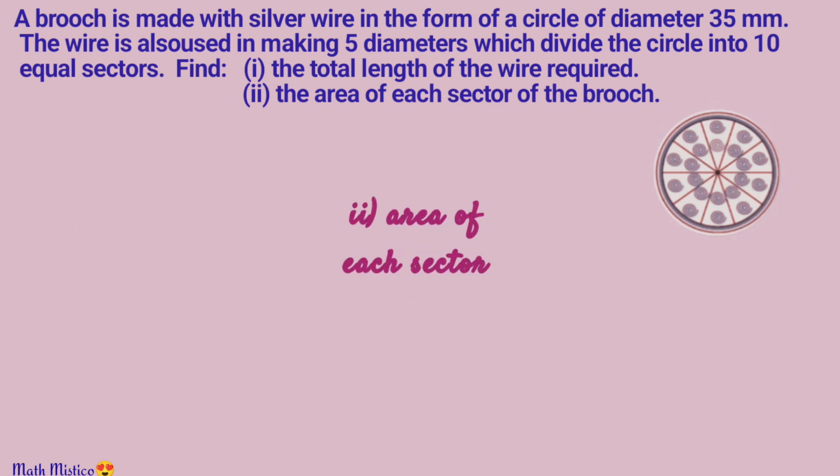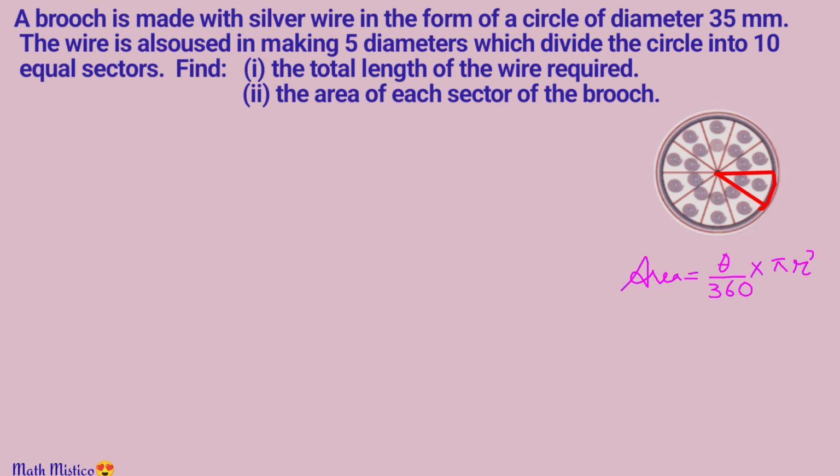Next, we have to find the area of the sector. What is the shape of this area? It is a sector. We can define a sector as a region bounded by 2 radii and an arc of a circle. Area of a sector is given by theta upon 360 into pi r square, where theta is called the angle of the sector. The radius of the sector r is equal to 35 by 2 millimeters.